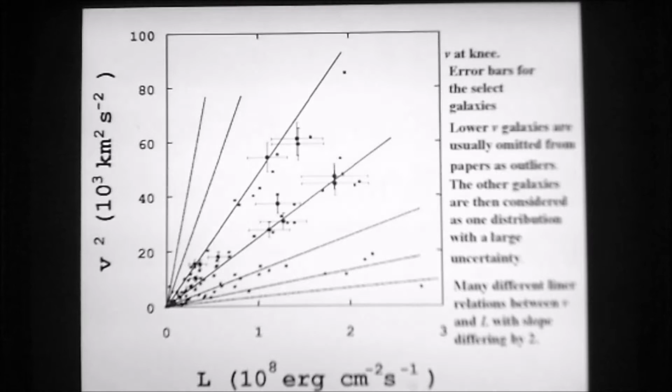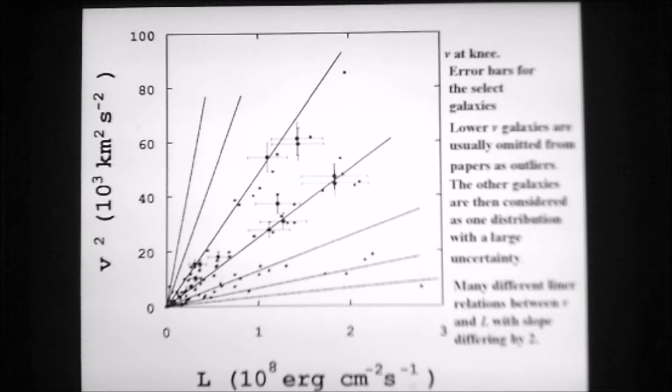We have some 50-odd galaxies in our sample. The ones with the error bars are 16 of them, and they have a better distance calculation, so we put error bars on them. And just to keep things kind of clean, they're the only ones I put error bars on.